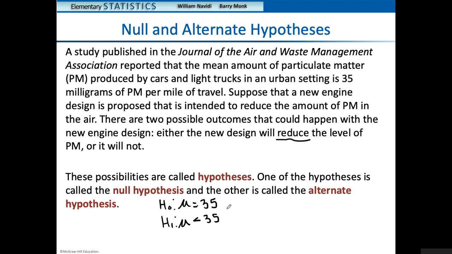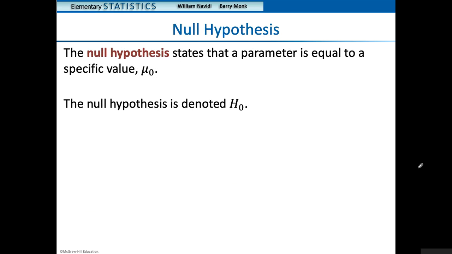So when you're setting up these hypotheses, the way you set them up will just require a careful reading of the problem description, right? The null hypothesis is the assumption that nothing changes. If nothing changes, the mean is still equal to 35. The alternate hypothesis means that the mean will now be less than 35. It will be reduced, right? So you want to look for key words like reduce or less than or things like that. Or for a right-tail test, look for words that suggest an increase of some sort. Let's look at a few other examples here.